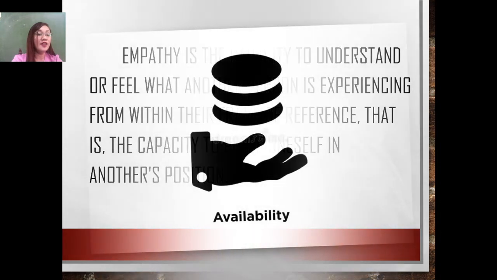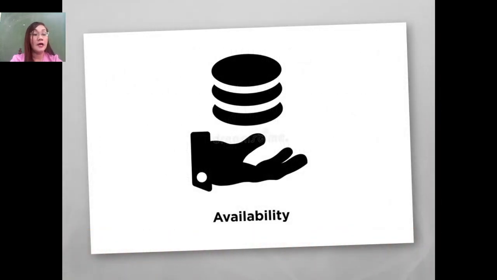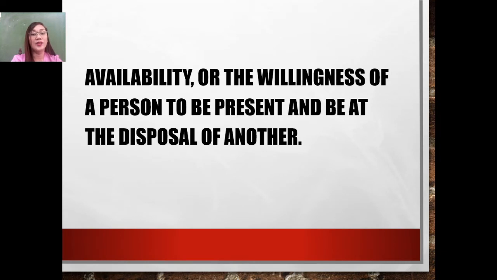Okay. Another characteristic of a meaningful and genuine human relationship is availability. Availability, or the willingness of a person to be present and be at the disposal of another. For instance, you went to an unfamiliar place and cannot locate the place where you are supposed to go. What will you do? You might think of asking directions from the people living in the area.